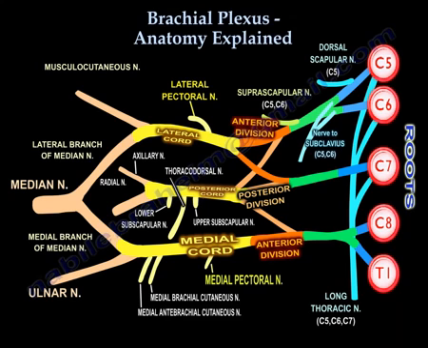Just remember, the posterior cord gives you the radial and the axillary. The lateral cord will give you the musculocutaneous, and the medial cord will give you the ulnar nerve. Contribution from the medial and lateral cords will give you the median nerve.